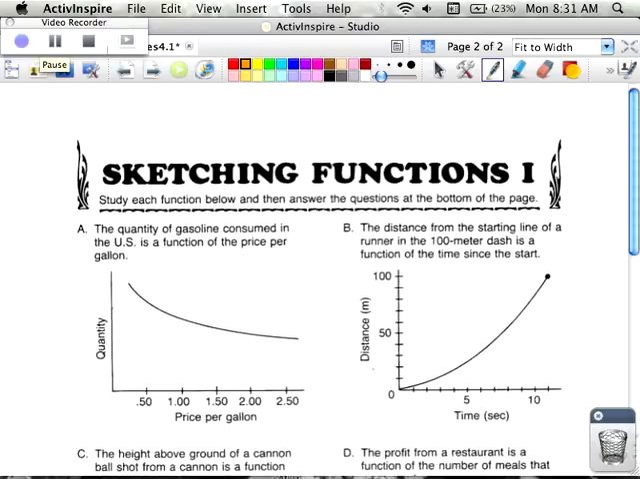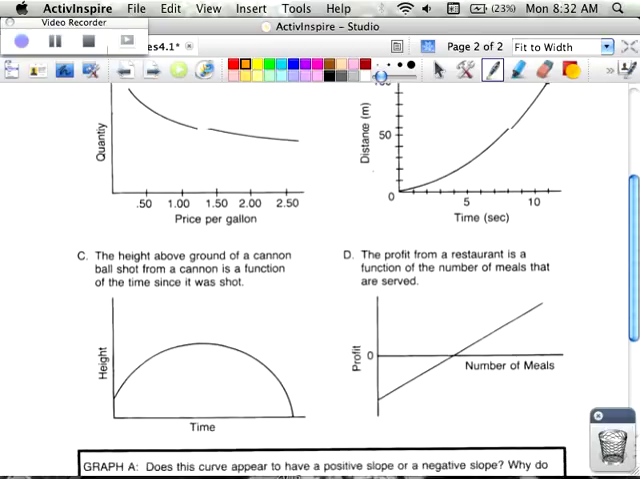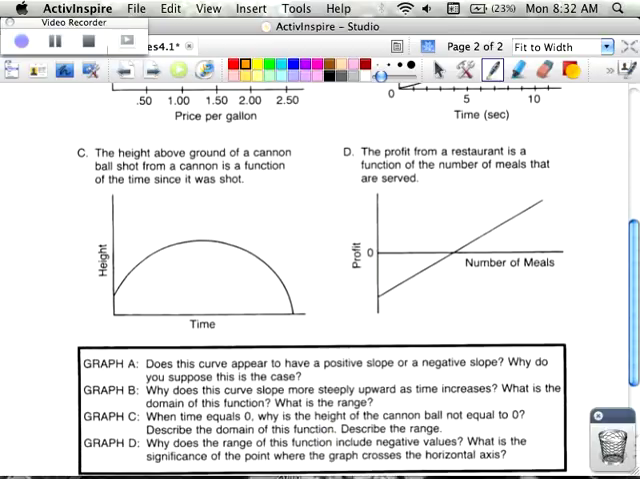We have 4 graphs on the second page. And as you look at these graphs, different things are going on. What you'll notice is in these 4 graphs, graph B and graph D are always going up. Graph A is always going down, and graph C goes up and then goes down. And we're supposed to answer some questions based on these graphs.